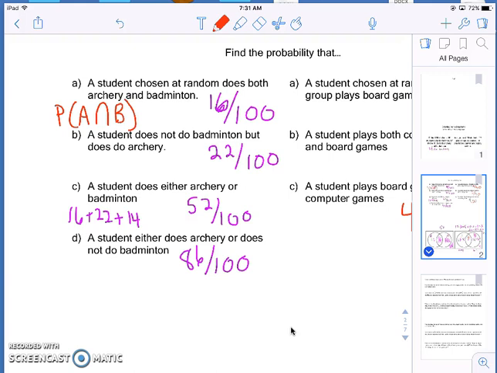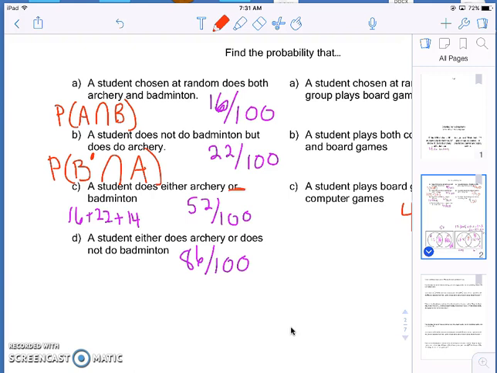A student does not do badminton, but does do archery. So we want the probability that they do not do badminton. So that is known as the complement. So it's with a little apostrophe. So does not do badminton and does archery would be written like that.